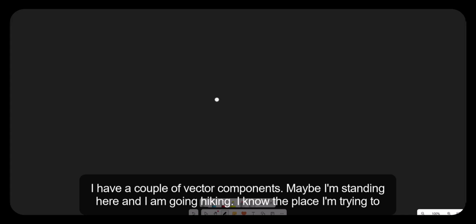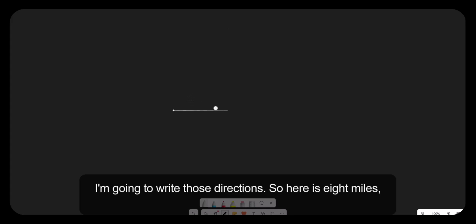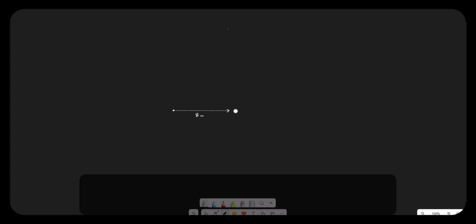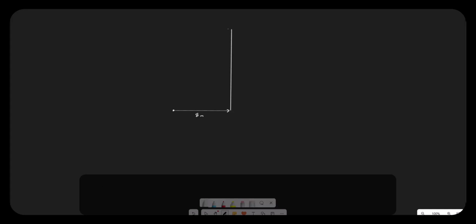Here I have a couple of vector components. Maybe I'm standing here and I am going hiking. I know that the place I'm trying to hike to is 8 miles to the east of me and 15 miles to the north. So it's here somewhere. I'm going to write those directions. So here's 8 miles. And then I'm going to say, if I were walking this, I could go 8 miles east and then go 15 miles north.